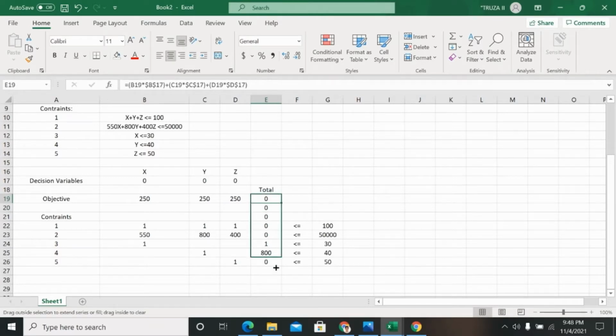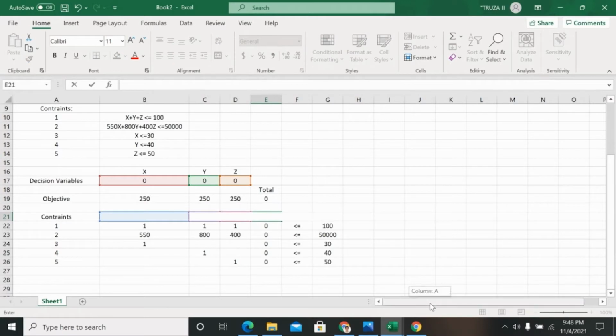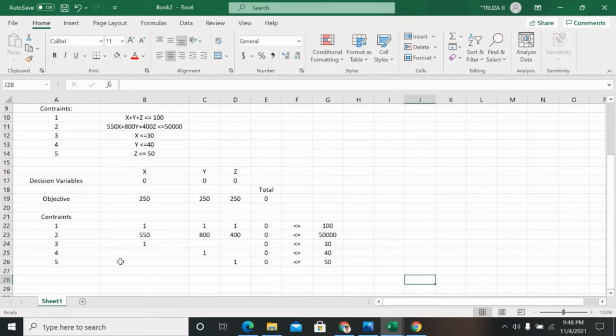If we drag it down, the answer is 0. So now we have the value. The total of constraint 1 is 0, and constraints 2, 3, 4, 5 are 0 because we let the initial values of x, y, and z be 0. So we can now use Solver.